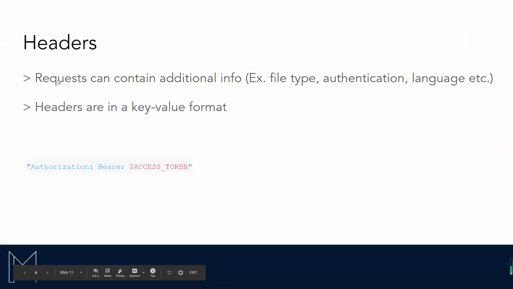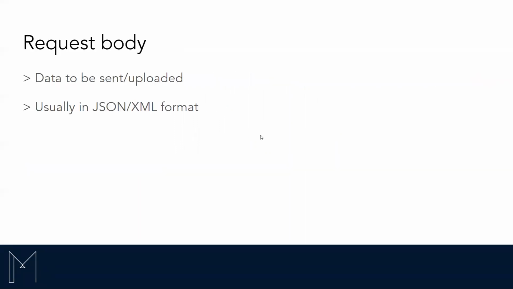Next thing is headers. Requests can contain additional information, including file type, authentication, language, sometimes even IP address in the header information. Now, headers are in a key pair format. So as you can see here, one example header is authentication, and this authentication key corresponds to a bearer access token. Now the request body. Request bodies are data that are to be sent and uploaded, which is usually in JSON or XML format.